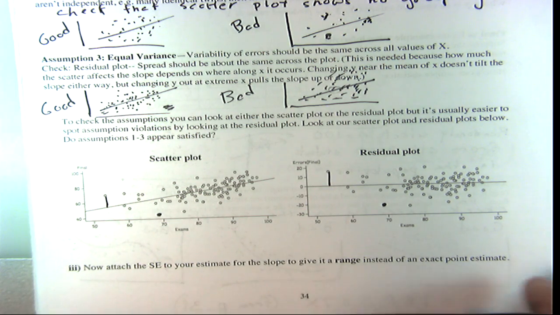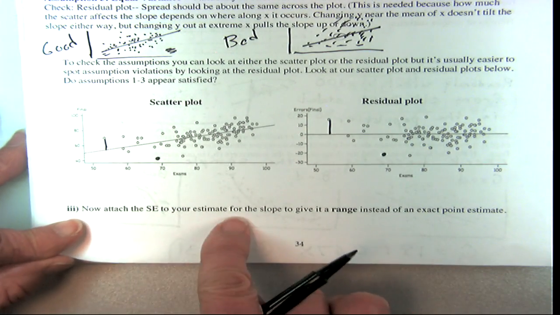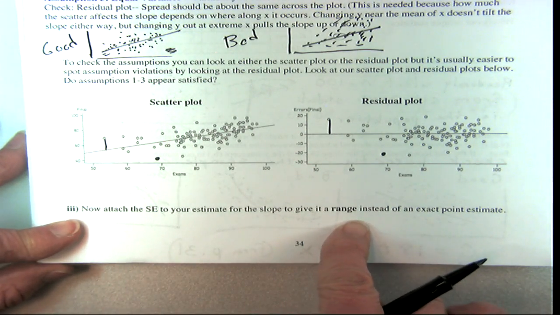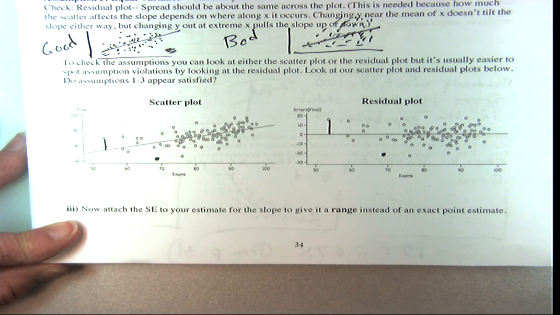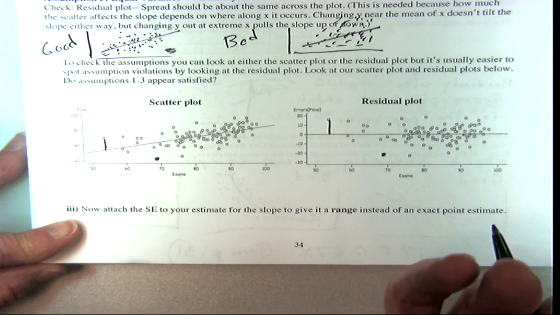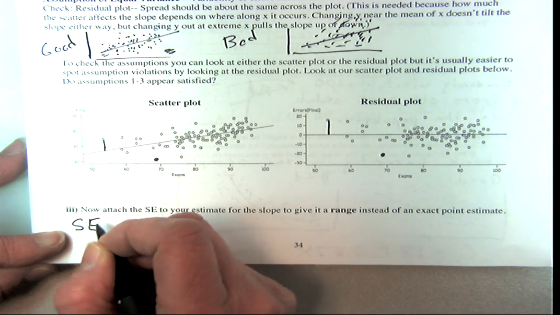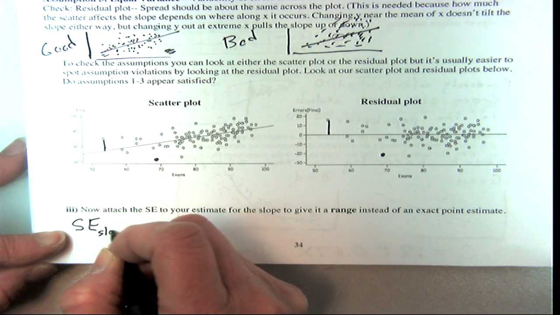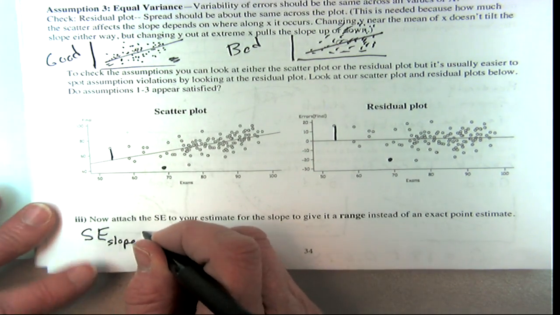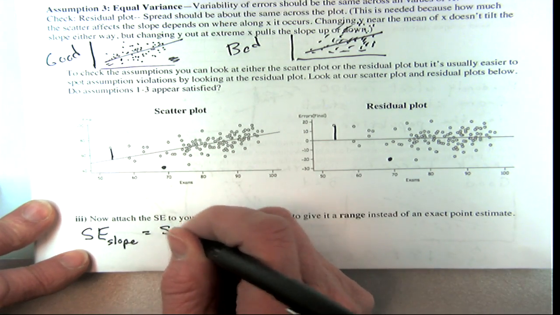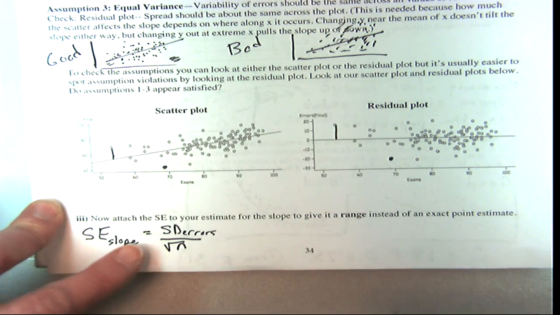Okay, so now we'll attach the standard error to your estimate for the slope to give it a range instead of an exact point estimate. So this is what we've done before. To give it a range, what are we going to do? We're going to say, okay, the standard error for the slope, I'll just write it like this for now. You could put a B down there. Standard error for the slope, let's remember what it is. It's the standard deviation of the errors over the square root of n. That's how I remember it.